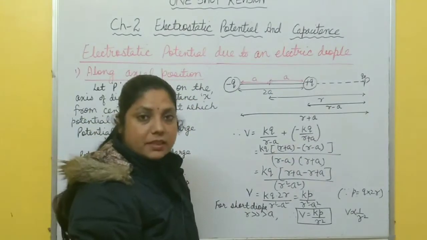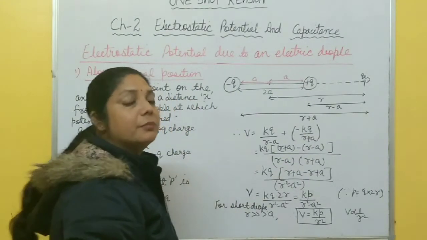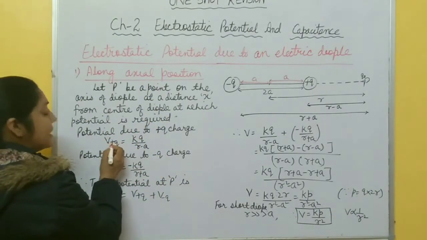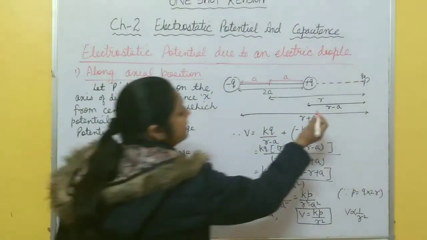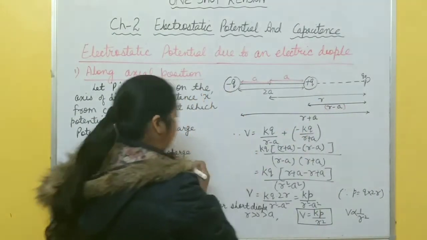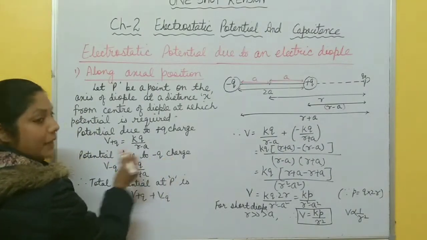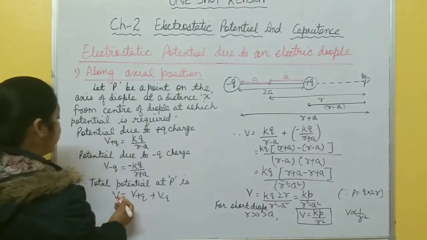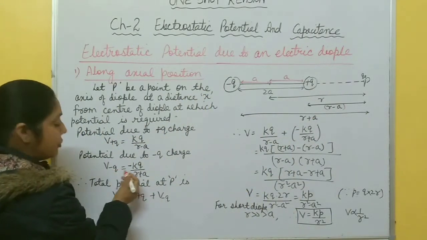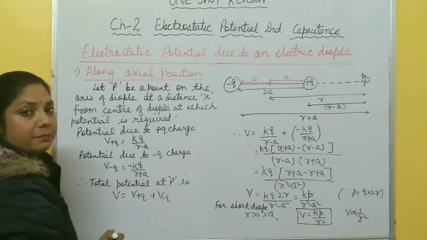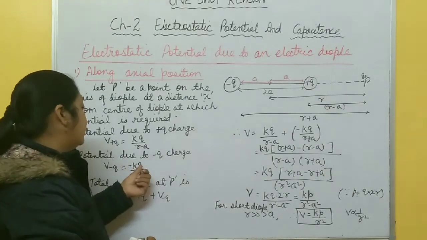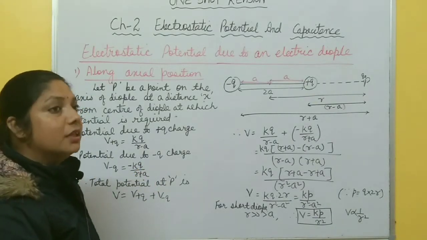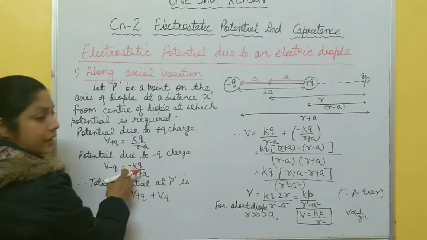Now you know the distances and the values of the charges. You can easily calculate the potential due to these two charges. So you write it this way. The potential due to the plus q charge is kq by r minus a. Next, the potential due to the minus q charge, at distance r plus a, is V equal to minus kq by r plus a. Here I have taken the negative sign of this charge because potential is a scalar quantity, so you must take the negative sign, right?